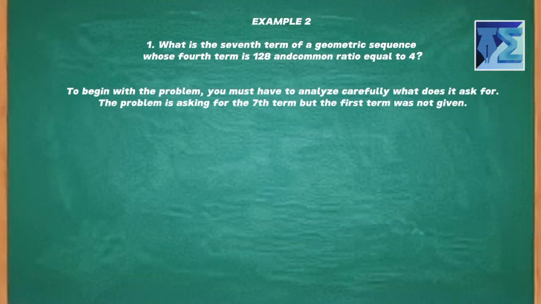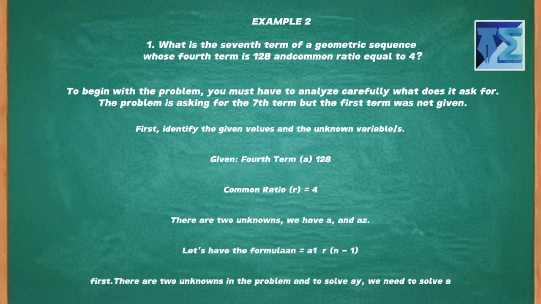Example number 2. What is the seventh term of a geometric sequence whose fourth term is 128 and common ratio equals 4? To begin with the problem, you must analyze carefully what it asks for. The problem is asking for the seventh term, but the first term was not given. First, identify the given values and the unknown variables.